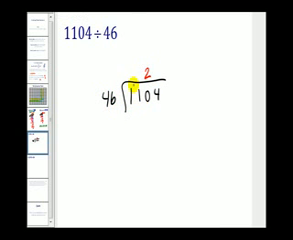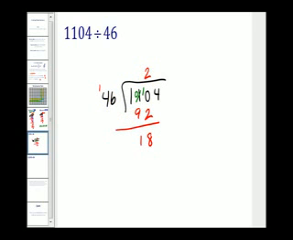So now we're going to multiply the 46 by 2. 2 times 6 would be 12. Carry the 1. 2 times 4 is 8, plus 1, that would be 9. Let's go ahead and subtract. Notice we have to borrow here. 10 minus 2 would be 8. And then we have 10 minus 9, that would be 1. The result is 18, which is less than 46, so this 2 is correct.